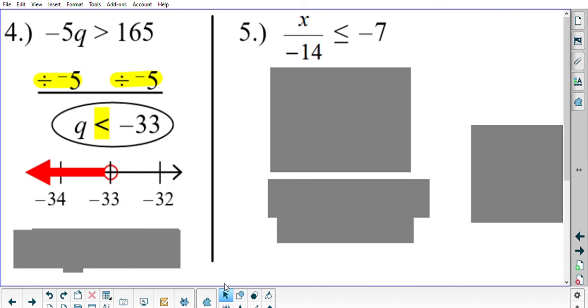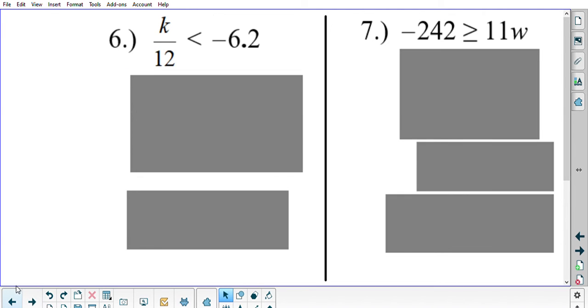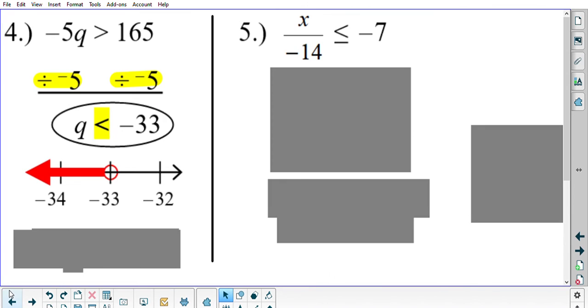Okay, I've done number 4 for you. That was an example of where we did multiply or divide by a negative on both sides, and that is what made the inequality symbol switch direction. Let's have you hit pause on the video. I want you to do number 5, 6, and 7, those 3 problems, on your own, then hit play when you're ready to see how you did.